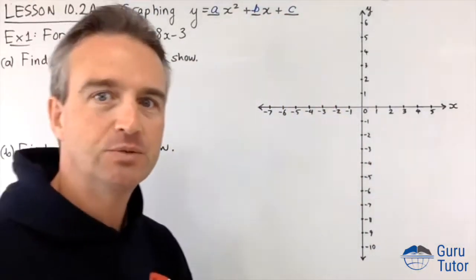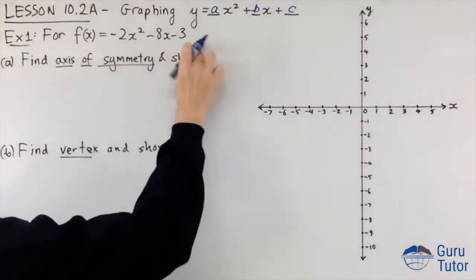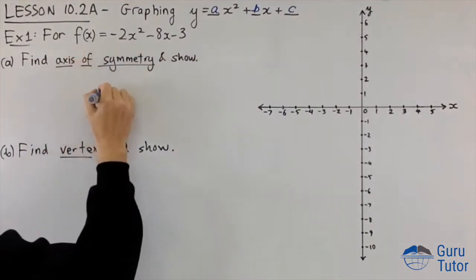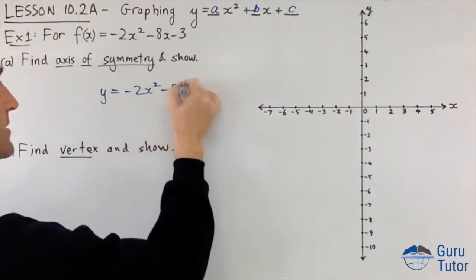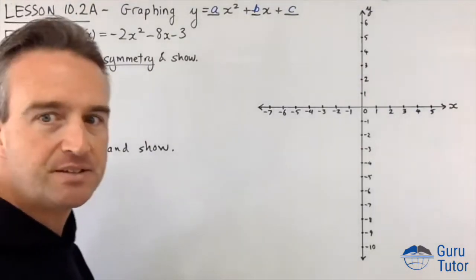And we're just going to jump into an example straight away. So we're going to graph this function here. So notice I've gone back to function notation. Remember, you can simply change that to y equals negative 2x squared minus 8x minus 3. First thing we're going to do is find something called the axis of symmetry.